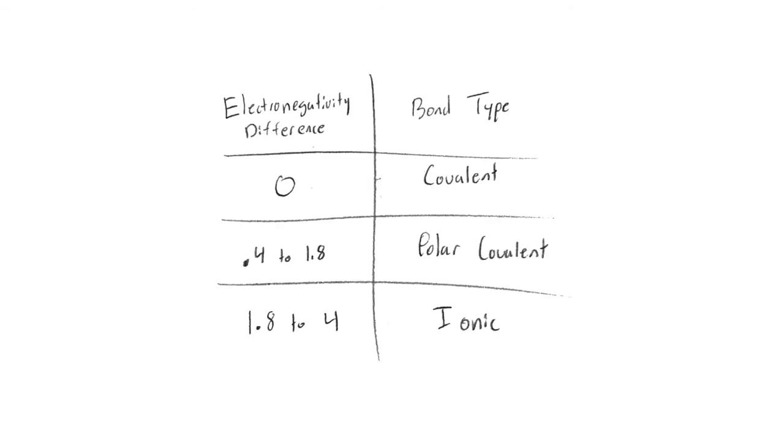This chart here shows you an estimate of when certain bonds are considered covalent or ionic. Since the electronegativity difference of sodium and chlorine is greater than 1.8, it falls into the ionic category. On the other hand, the electronegativity difference of hydrogen and chlorine is between 0.4 to 1.8, so its bonds fall into the polar covalent category. To clarify, the bonds in HCl and NaCl are not the same, because HCl is covalent while NaCl is ionic.